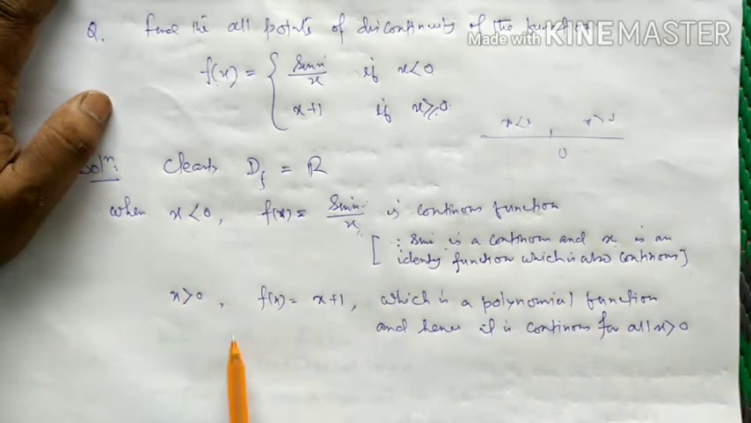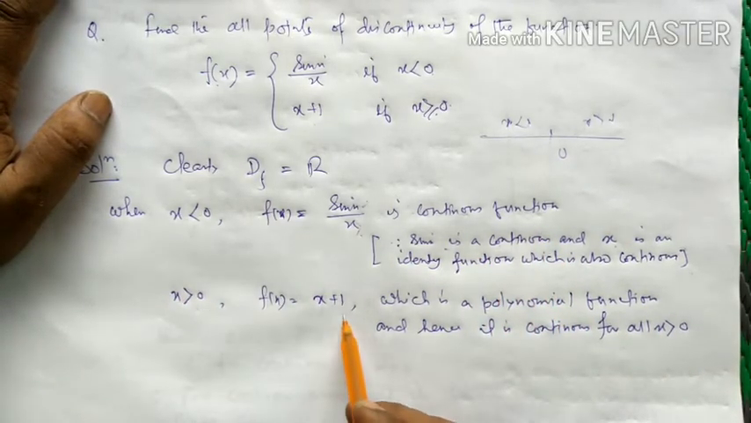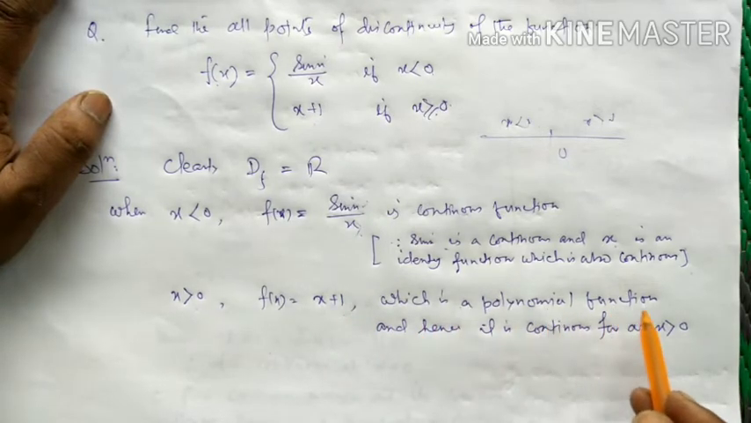Clear? When x greater than 0, f(x) is equal to what? x plus 1, which is a polynomial function, and hence it is continuous for all x greater than 0.